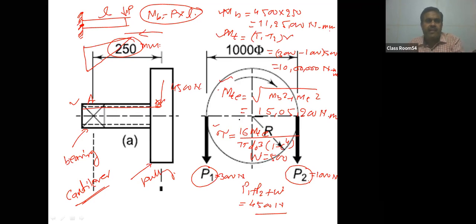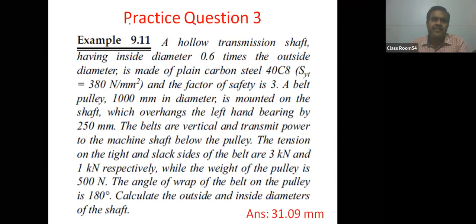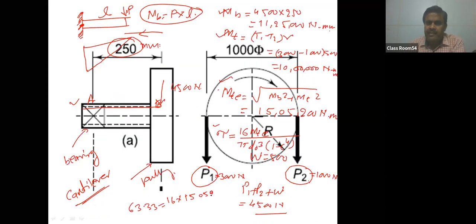We have calculated that the permissible shear stress is 63.33. ये हमने पहले ही फाइंड कर लिया था. So I can put the values: 63.33 equal to 16 into 15,05,200, है ना, divided by pi do cube, where do is the unknown because we are designing, and 1 minus C4. C is 0.6 to the power 4. So now the only unknown is do. So solve for do, and the design of the hollow shaft can be complete. So find do now.